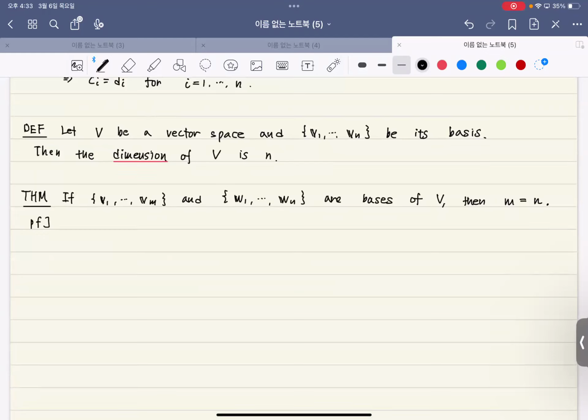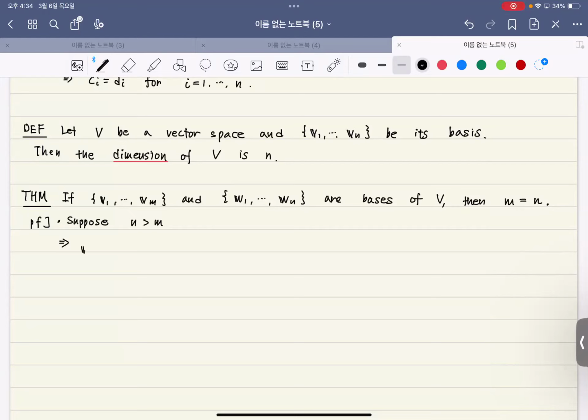How do you prove two numbers are equal? In mathematics, there is a very common trick to prove two numbers are the same. Suppose that m is greater than n, or suppose that m is less than n. In those two cases, if I can derive contradictions, then the only remaining option is that m is the same as n. That is the trick that I'm going to use. Suppose n is greater than m.